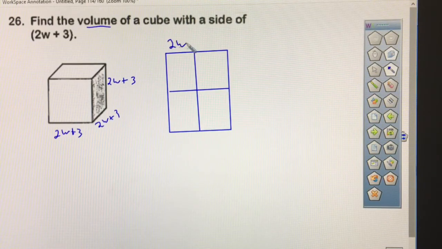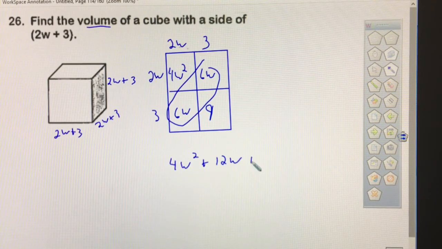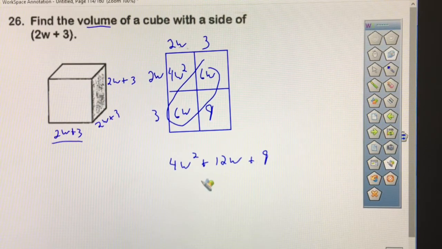And I have 2w plus 3. 2w plus 3. That's going to give me 4w squared plus 6w plus 6w plus 9. I'm going to combine them. That's going to give me 4w squared plus 12w plus 9. I'm going to make another Punnett because I have to multiply this times another 2w plus 3. So I'm going to make another Punnett really quick.